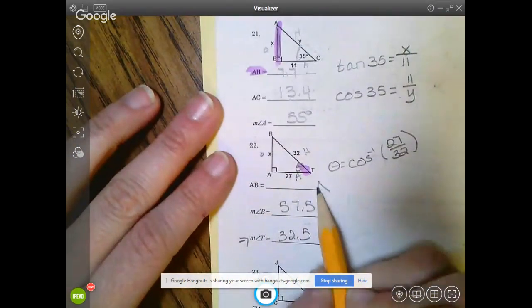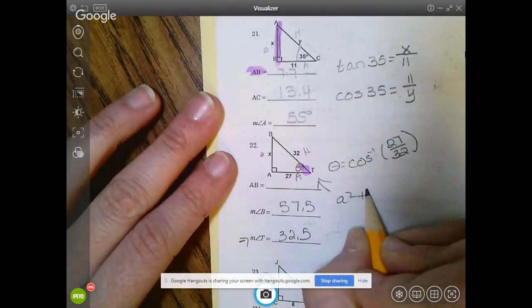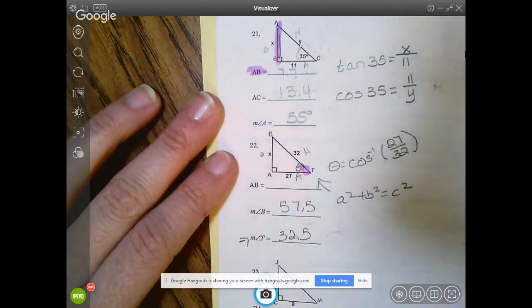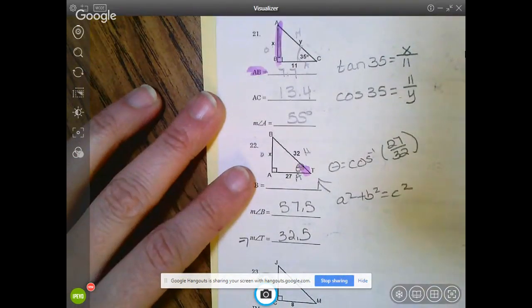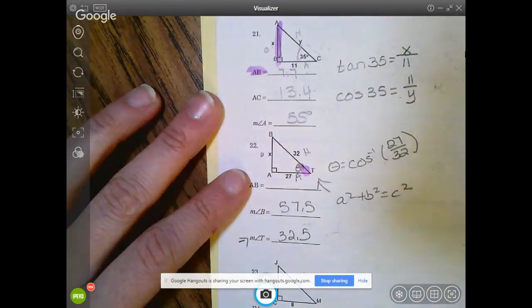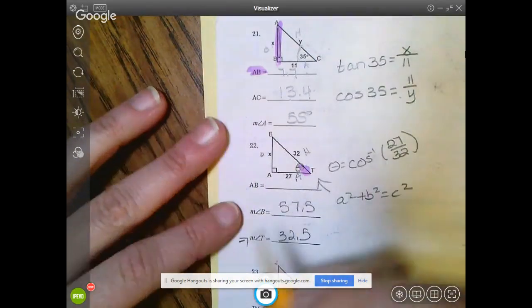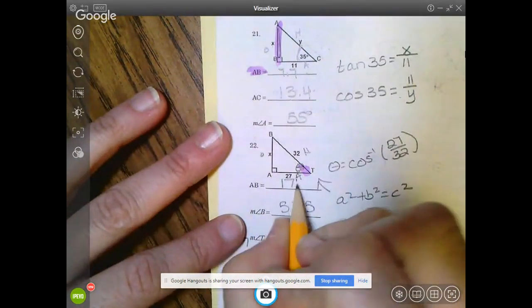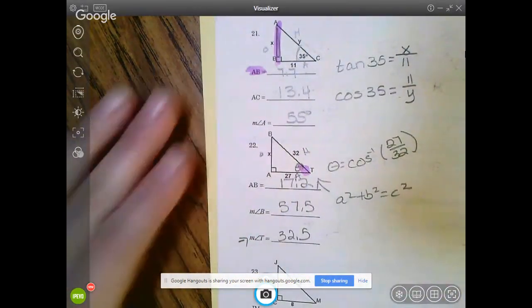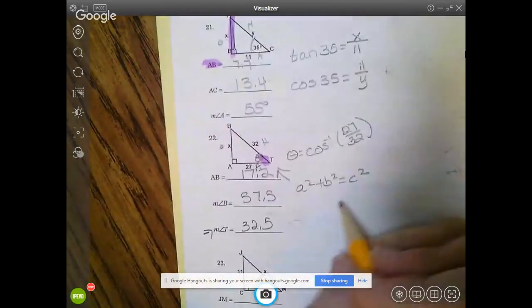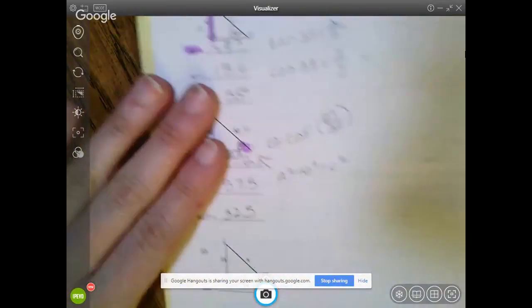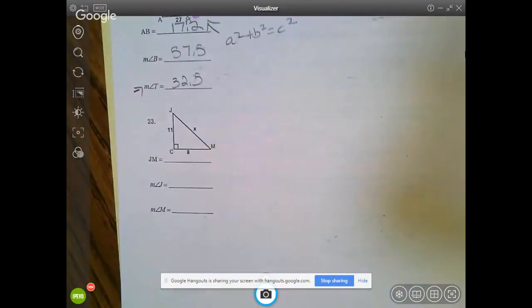And here, I'm just going to do a squared plus b squared equals c squared. So we've got 32 squared minus 27 squared. And then you take the square root. So I got 17.2. Okay. You could also have just used one of these angle measures and done it. Is it okay if we round it? Yep.